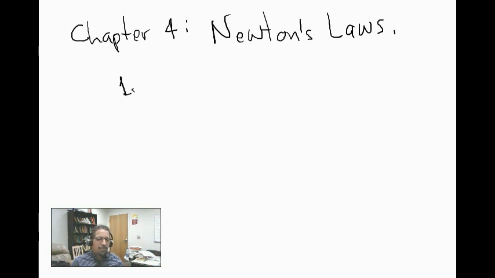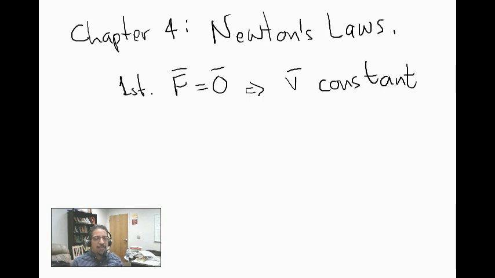The first law says simply that in the absence of forces, if nothing is happening to your object in terms of forces, it's not interacting with any object, then its velocity is constant. This is a strange thing because we always think that to have an object moving, we need to keep pushing it. This is not correct. This is not intuitive, but it is true.